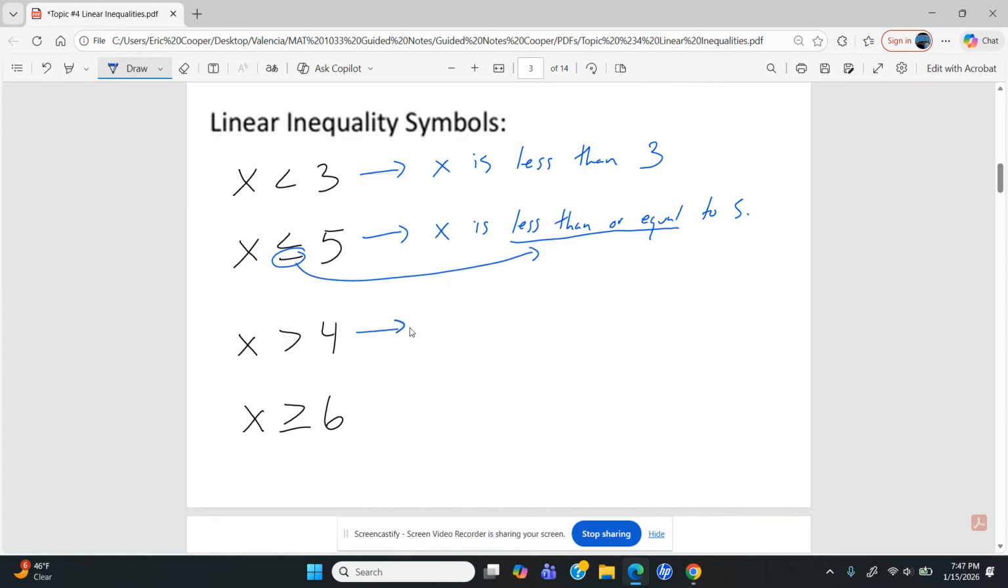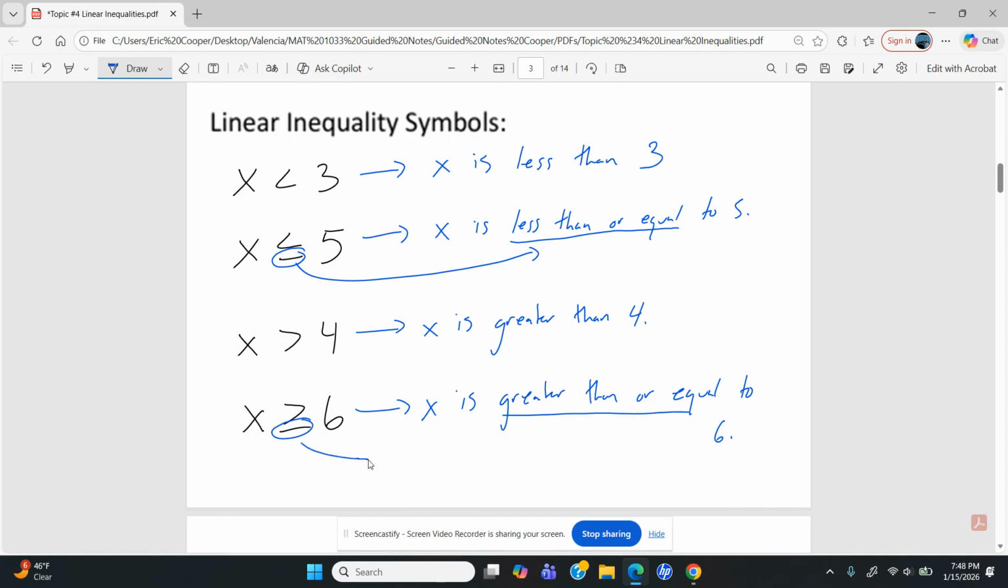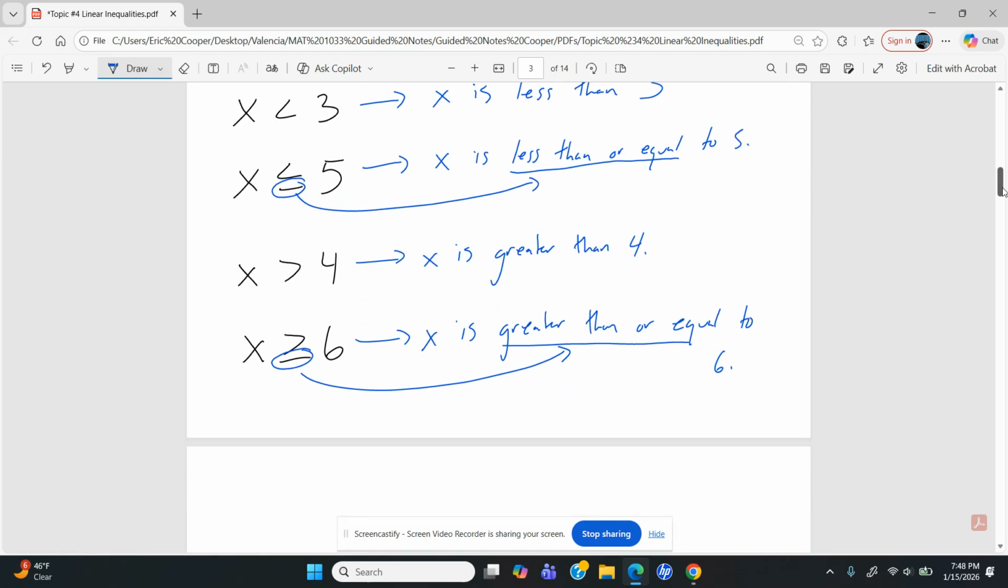If the arrow points to the right, it's greater than. So here, this is x is greater than 4. That means I could pick any number that's bigger than 4, but I cannot pick 4 itself. The last one is x is greater than or equal to 6. Here, 6 is a solution because it's greater than or equal to. Again, you'll notice the line underneath the inequality. That represents that we are doing equals.